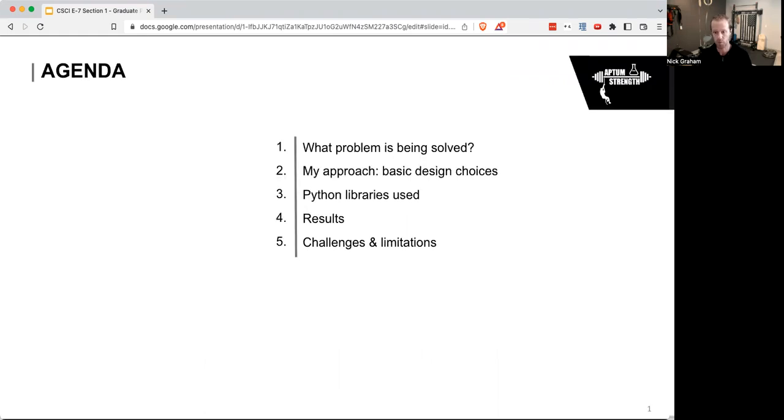So this is the agenda for the presentation today. I'm going to go over the problem that I'm trying to solve with this project, and then I'll go over my approach, including some of the basic design choices that I had to make in terms of how to approach the problem. Then I'll go into some of the Python libraries that I used and how I use those to address the problem. And then I'll present some of the results that I was able to generate with this project. And then finally, I'll discuss some challenges and limitations, which I think also lean into the way forward in terms of what I could do to improve this moving forward.